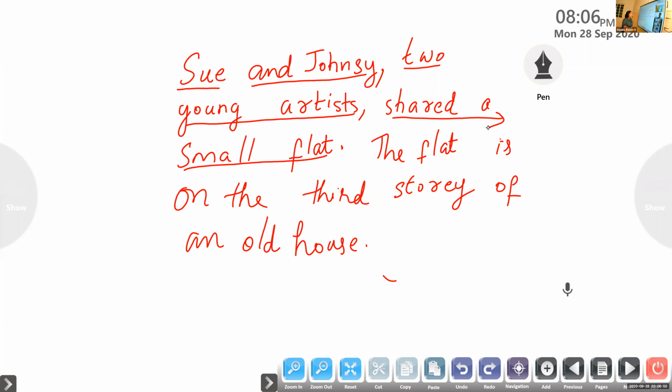Sue and Jansi, two young artists, shared a small flat. Sue and Jansi, two young artists, shared a small flat. Shared a small flat. Sue and Jansi. Can you say it in that way now?